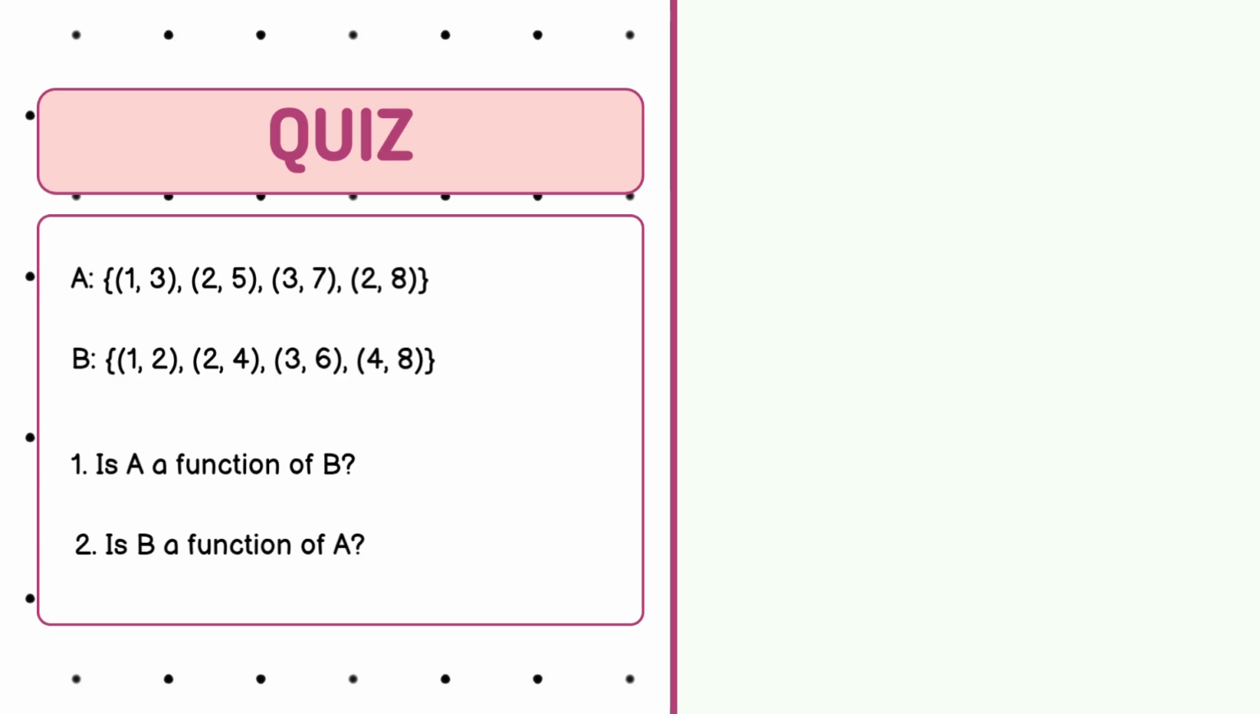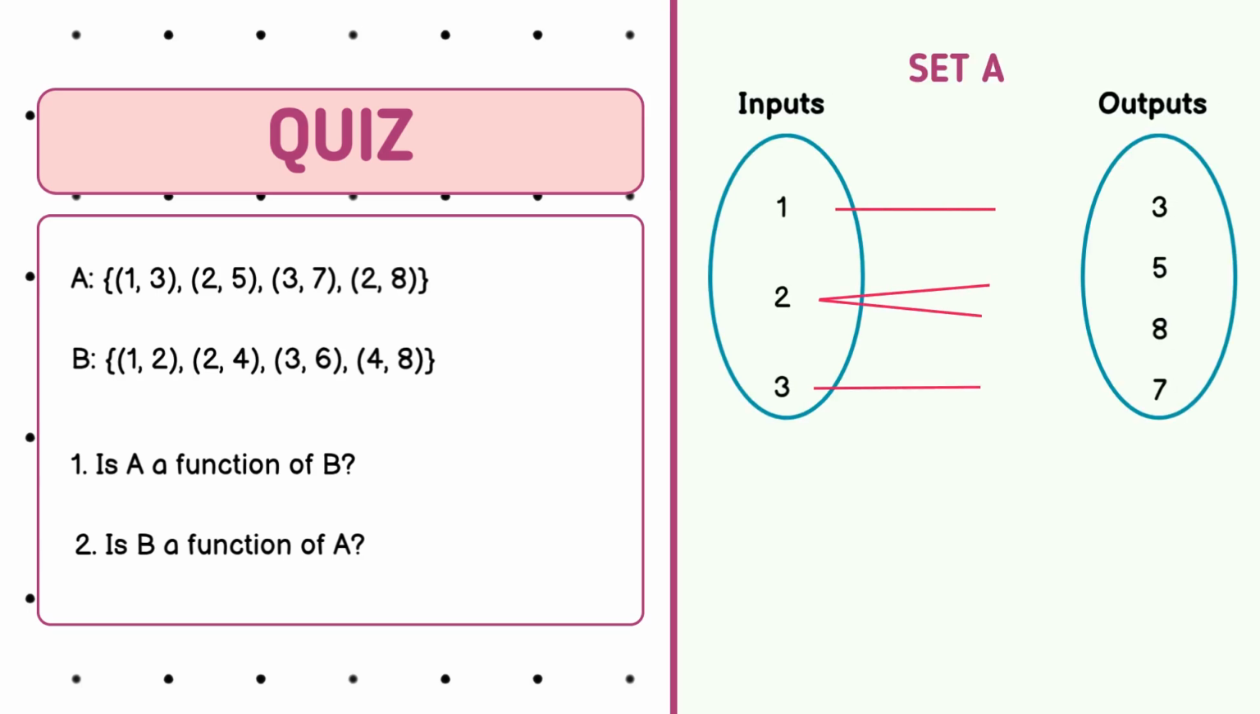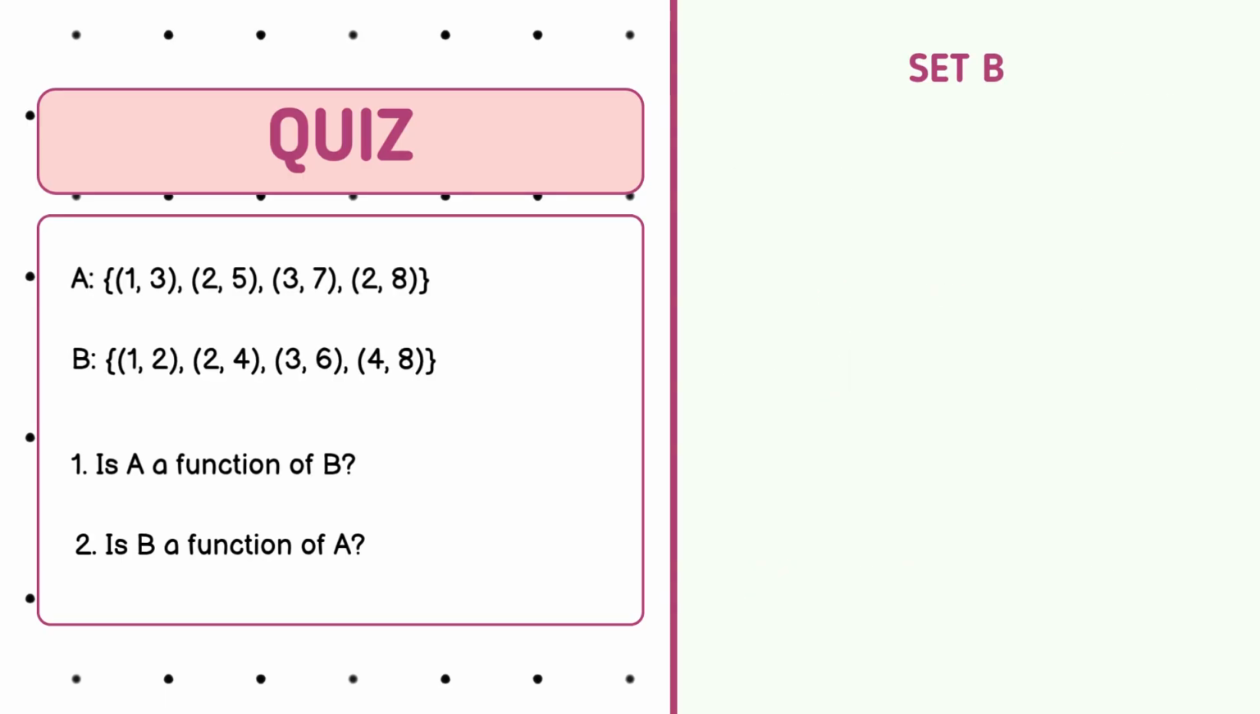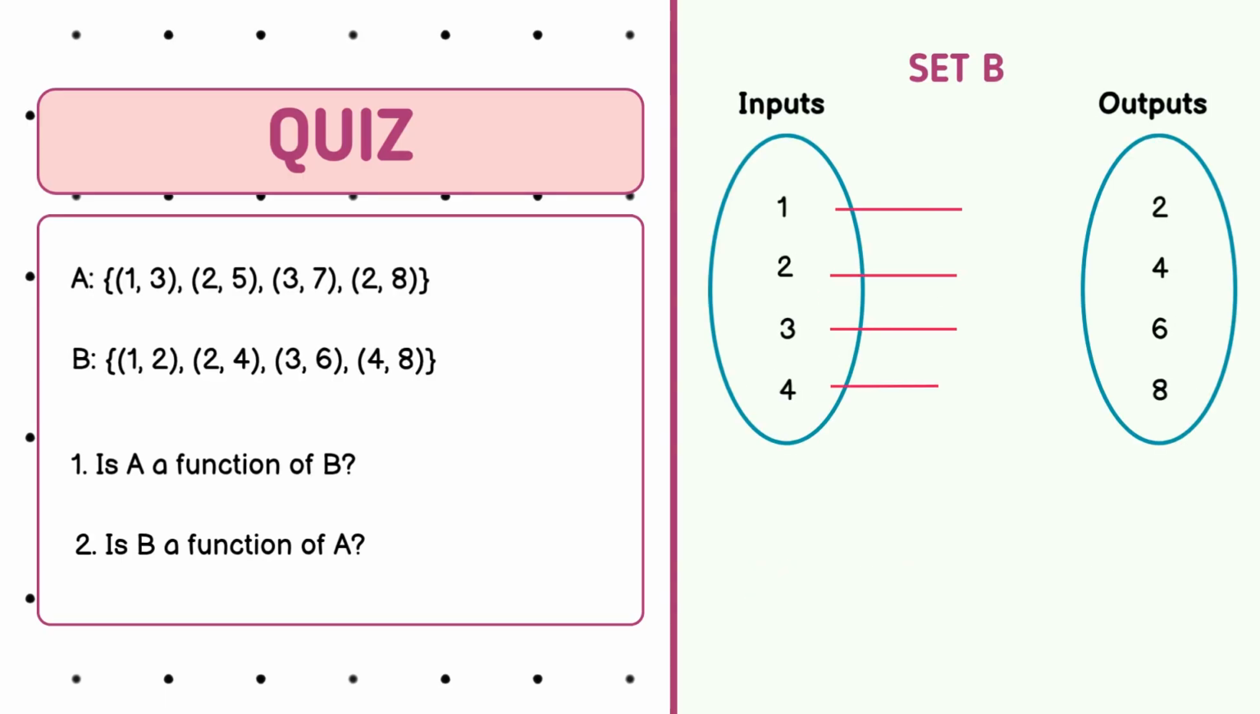In example A, notice that the input 2 appears twice, paired with different outputs, 5 and 8. That means one input has two outputs, so A is not a function. In example B, each input is paired with only one output, and no input is repeated. Therefore, B is a function.